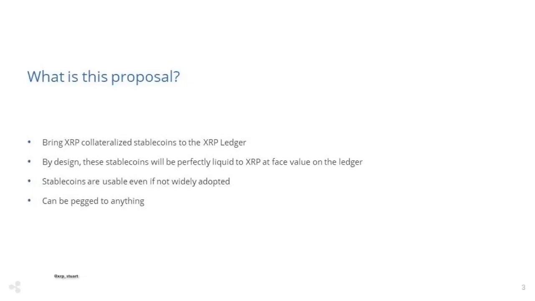And the reason that that's important is with some other stablecoin designs, if the stablecoin isn't popular, it won't necessarily be liquid. If it's not listed on an exchange, if it can't easily be deposited and withdrawn, it won't be that useful. By the design of this system, the stablecoins can be offered through the on-ledger decentralized exchange, and they spend like XRP. So you don't need to find some way to make them liquid. You can just spend them right on the ledger. And of course, they can be pegged to anything that someone can provide a price feed on.